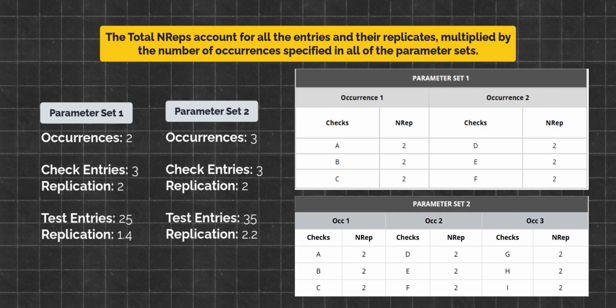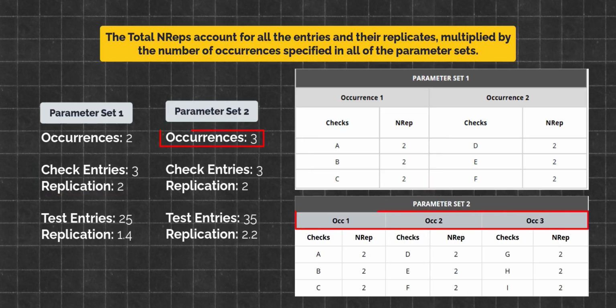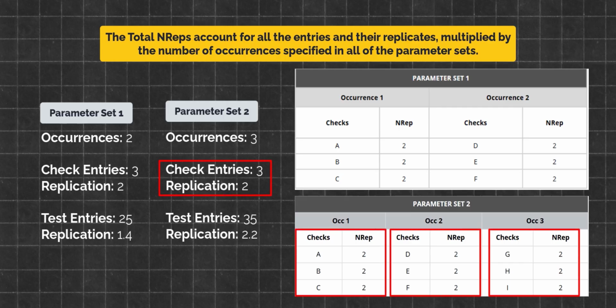Here, we want to create two parameter sets with these details. Let's look at our check entries first. Parameter set 1 has 2 occurrences, with each one requiring 3 checks that will be replicated twice. On the other hand, parameter set 2 has 3 occurrences, with each one requiring 3 checks that need to be replicated twice.